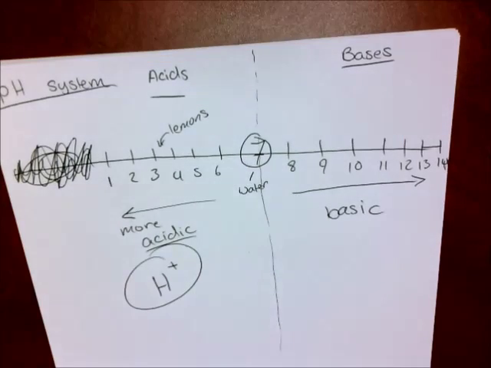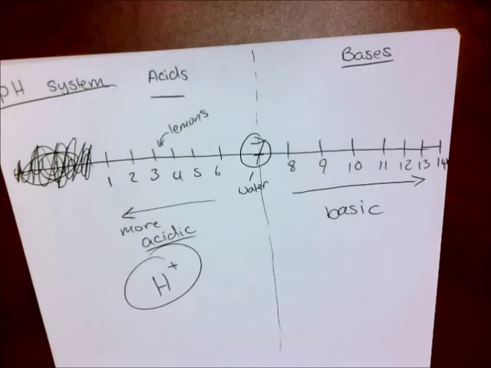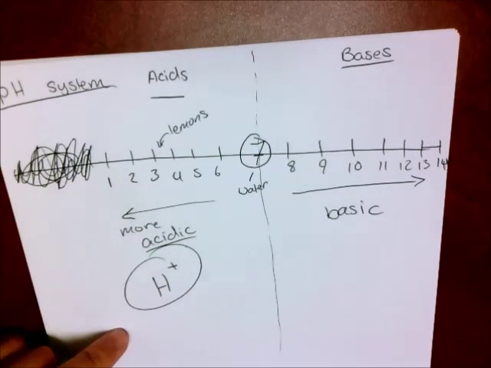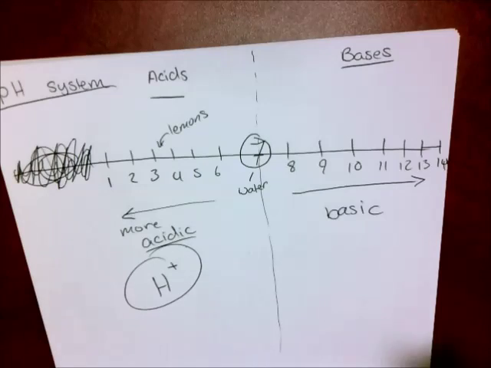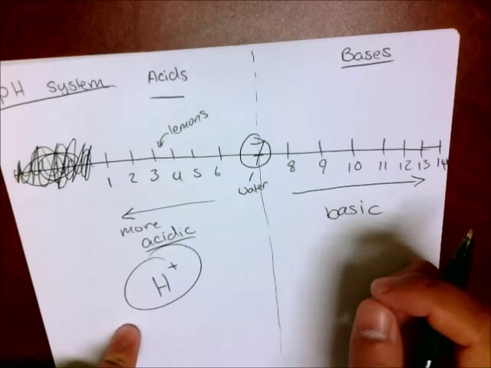All right, these are hydrogen pluses. The more of these you have, the more acidic you are. So basically, a 4 has like 10 H pluses, but a 1 would have like 1,000. Okay. That's not actually true, but you get the idea. So the more acidic you get, the more H pluses you get.